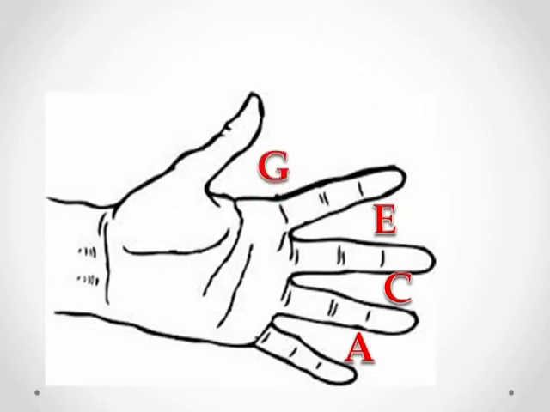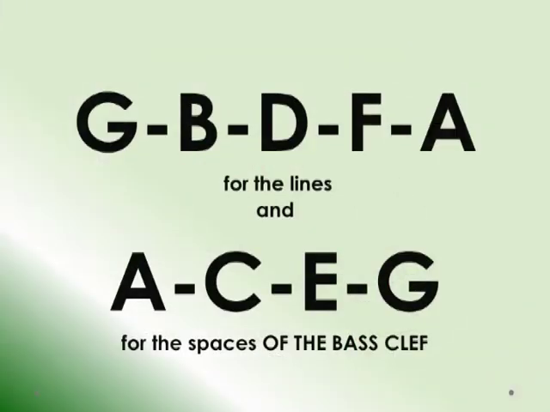This is the way that helps you to develop in reading music notes. Now, to master it, you are going to study the lines and spaces. Say the letters G, B, D, F, A for the lines and A, C, E, G for the spaces of the bass clef.